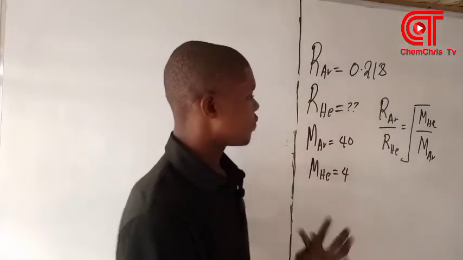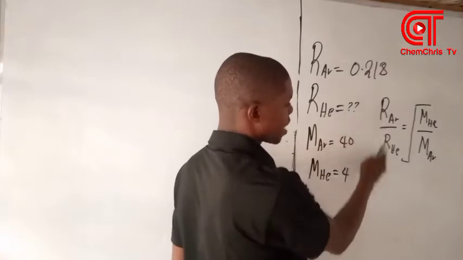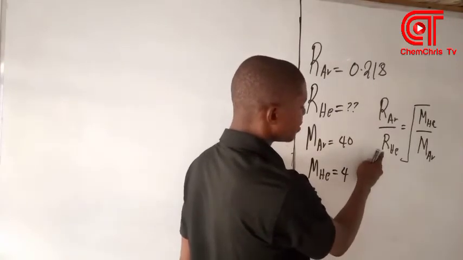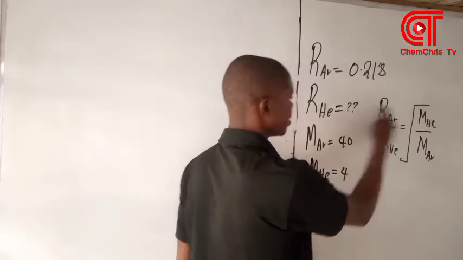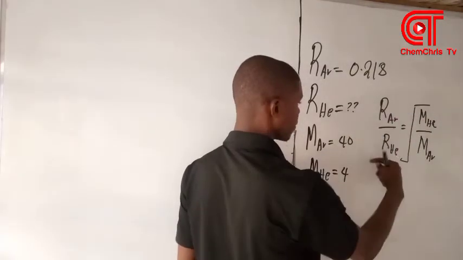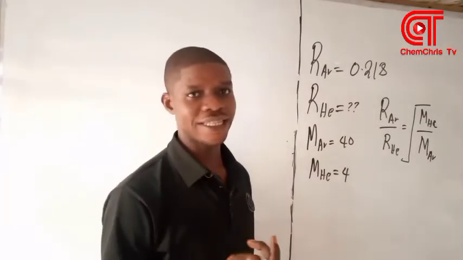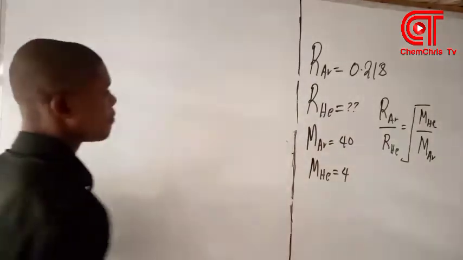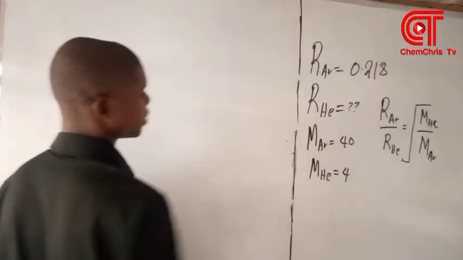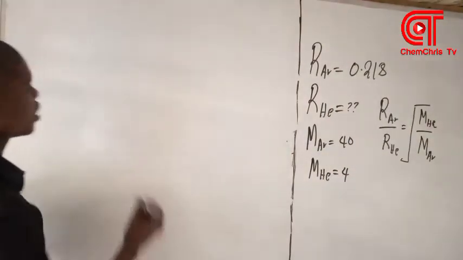So before we solve this question very well, what I want you to know is that any one can be at the top, any one can be at the bottom. So if my rate of helium is at the top, then the other will be at the bottom, right? When you come to the bottom, then it will be at the top. So whichever one you want to use, you will arrive at the same answer. So now let's substitute our values. Remember, I look for the rate of helium, right? Now the rate of argon is already 0.218.